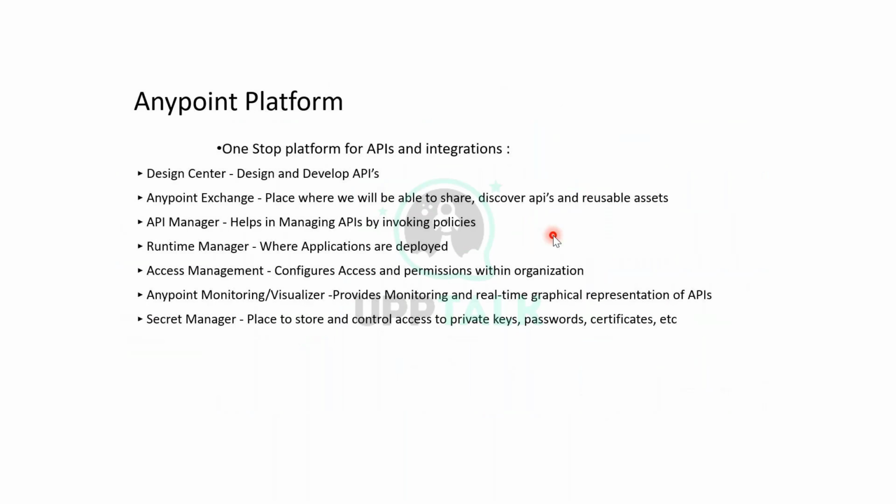So what does the AnyPoint platform do? It provides you Design Center to design and develop APIs, AnyPoint Exchange, the place where we will be able to store and discover reusable APIs, API Manager will help you to apply the policy, Runtime Manager where you can deploy the applications. Access Manager is nothing but providing roles, so that is for admin purpose. Visualizer and monitoring is just a graphical view of the request and response payload. Secret Manager is just to store things like keys and passwords. Okay.